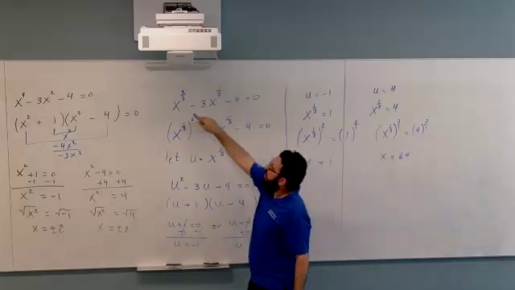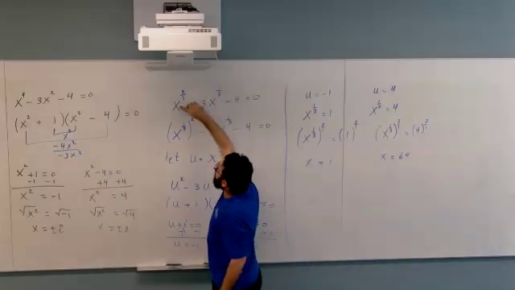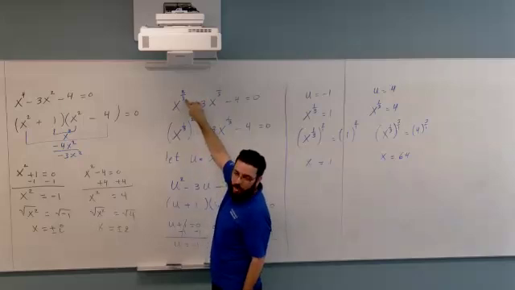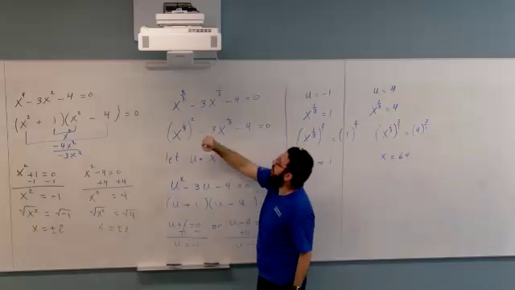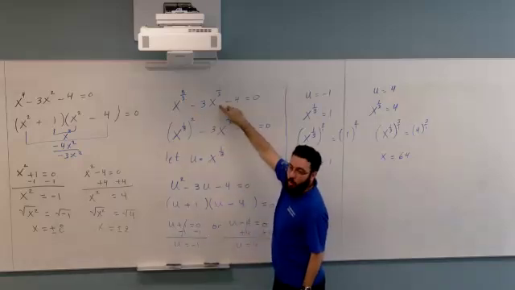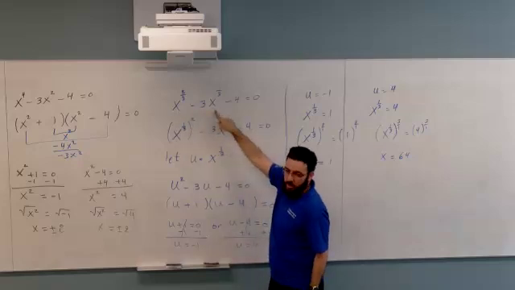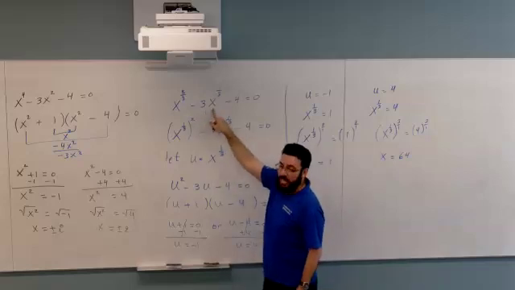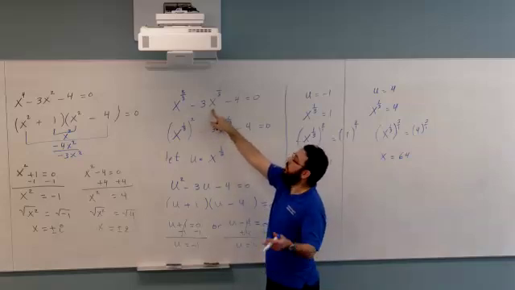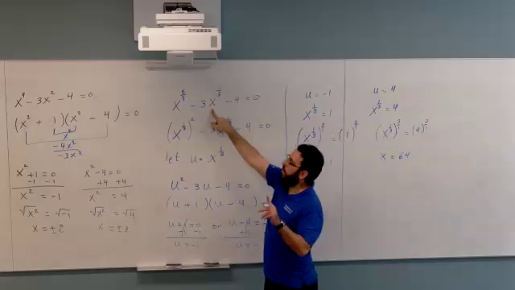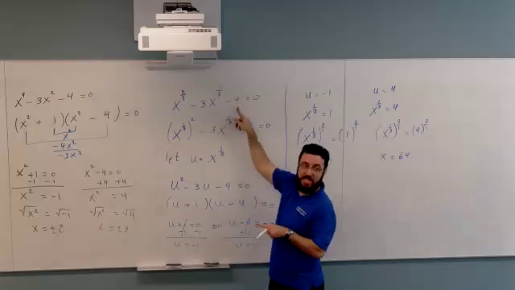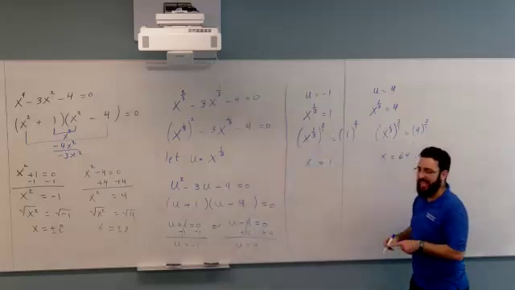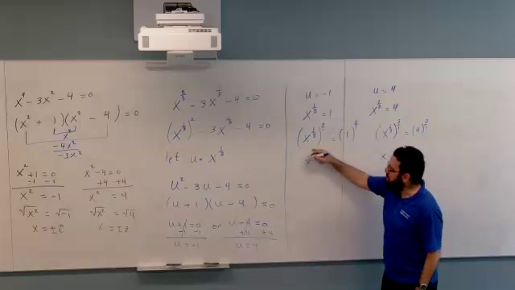Plug in the 1. 1 squared is 1. The cube root of 1 is going to be 1. So from this side 1. The cube root of 1 is 1. So 1 minus 3, because there's a 3 here, 3 times 1. 1 minus 3 is -2. Minus 4 is -6, which does not equal 0. So what does that mean? That means this is not a solution. Let's check it again.